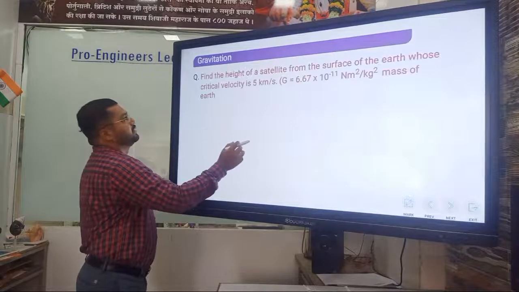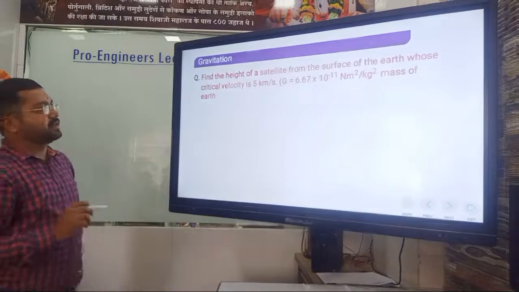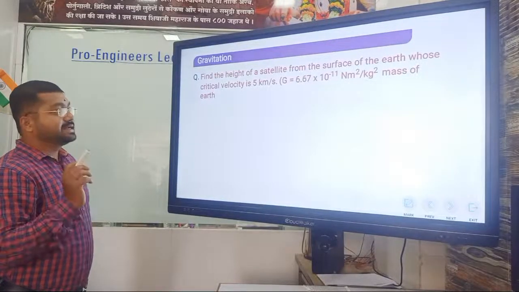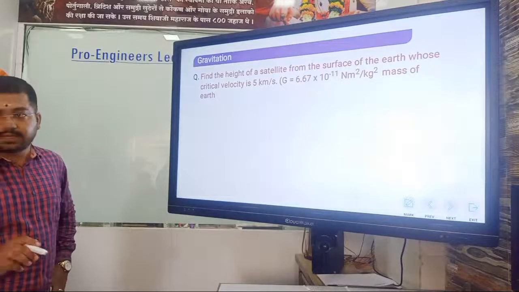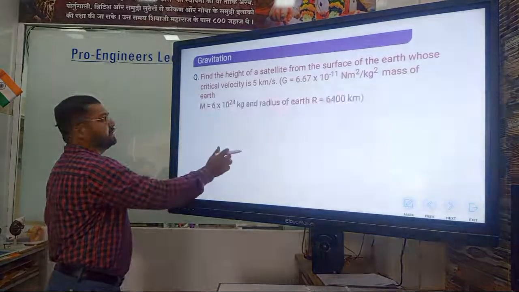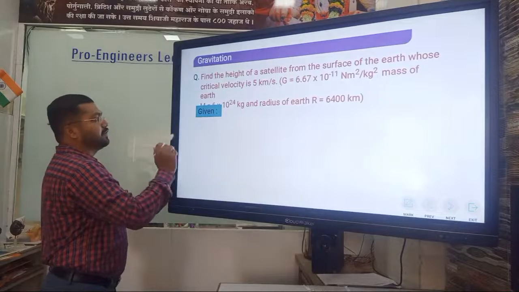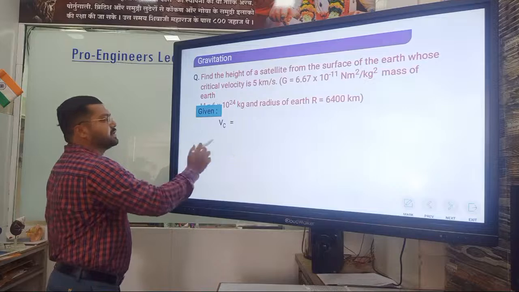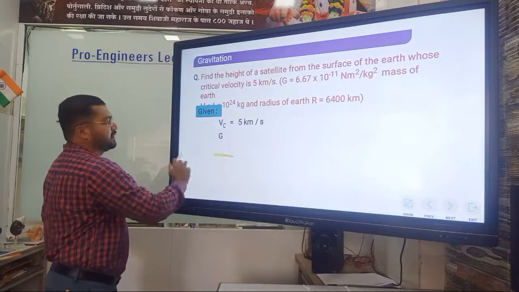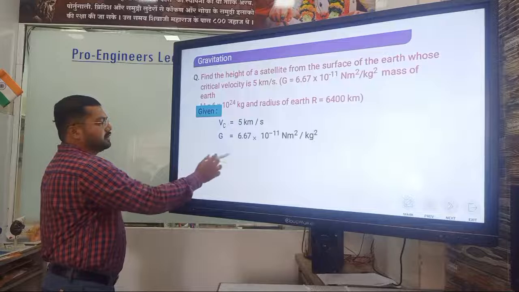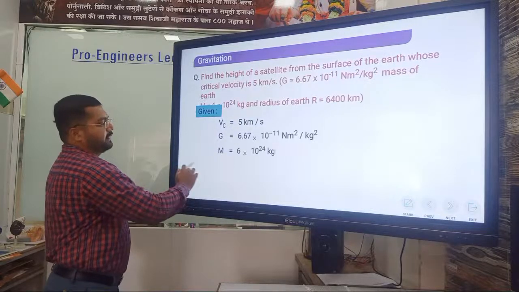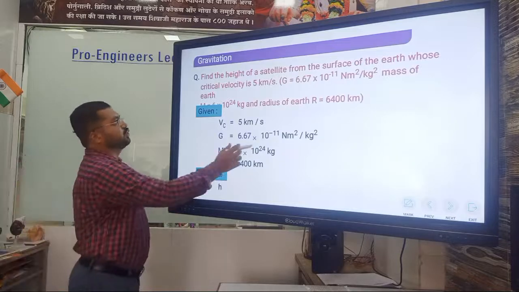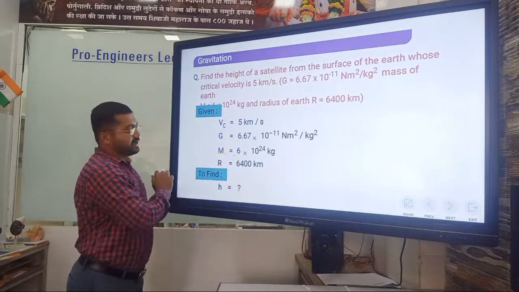Now question number 1. Find the height of the satellite from the surface of the Earth whose critical velocity is 5 km per second. Capital G is mentioned over here. Even though they have not mentioned, we have to recall that and we have to write it. Mass of Earth is 6 into 10 raised to 24 kg and radius of the Earth is 6400 km. So we will note down the given very quickly. And what to find? H.